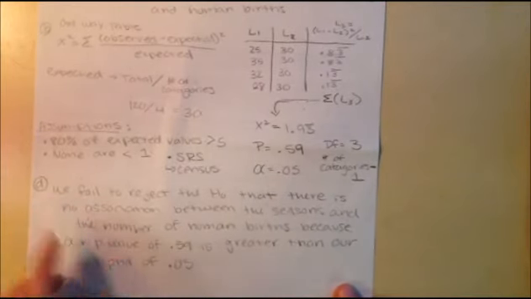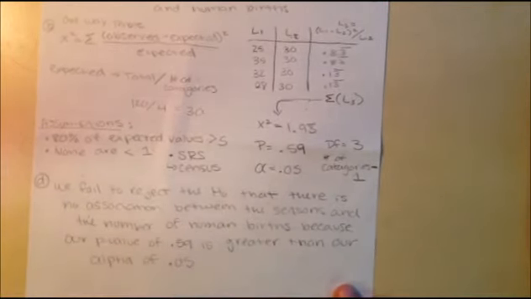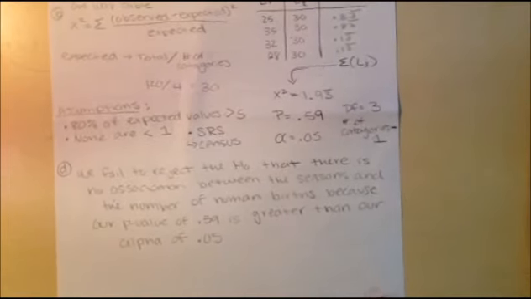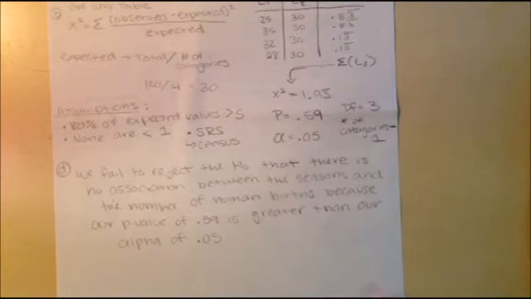That should say C. What can you conclude about the null hypothesis at an alpha value of 0.05? We can say that we fail to reject the null hypothesis that there is no association between the seasons and the number of human births, because our p-value of 0.59 is greater than our alpha value of 0.05.